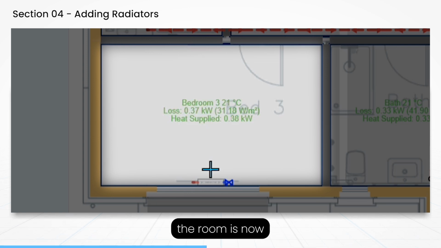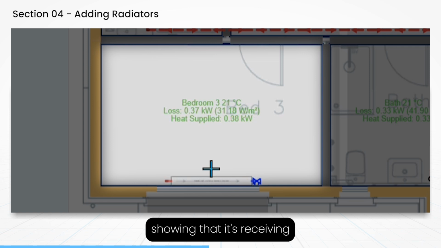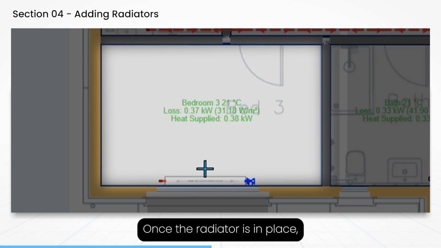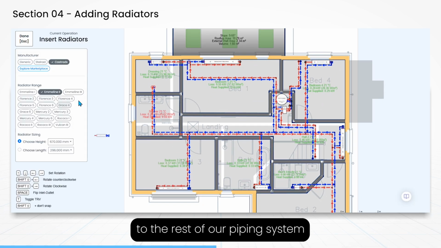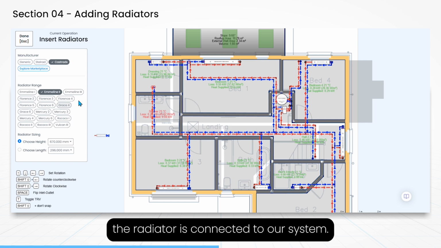As we can see, the room is now highlighted in green, showing that it's receiving sufficient heat. Once the radiator is in place, we are then given the option to connect it to the rest of our piping system. And with that, the radiator is connected to our system.